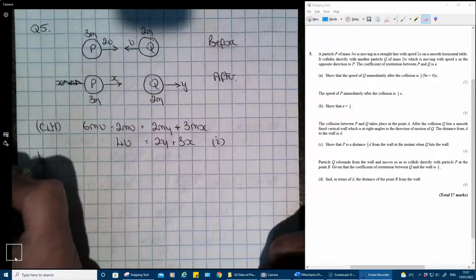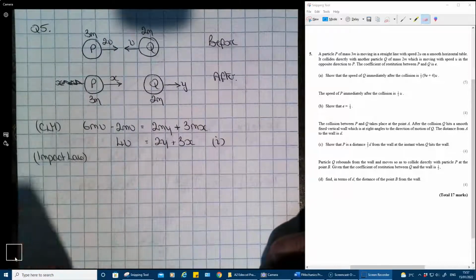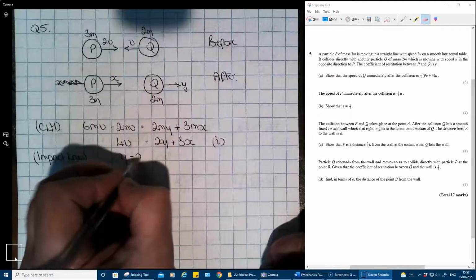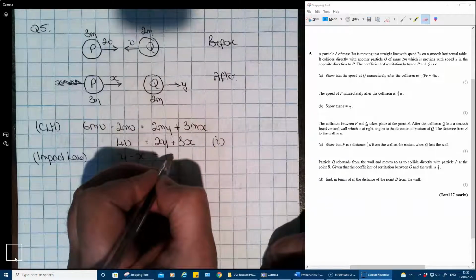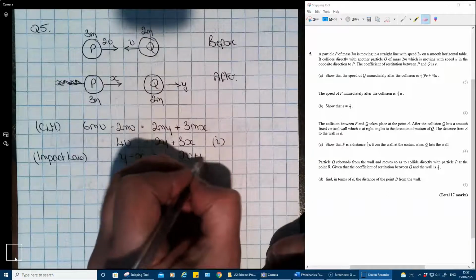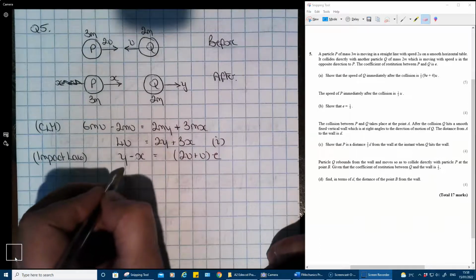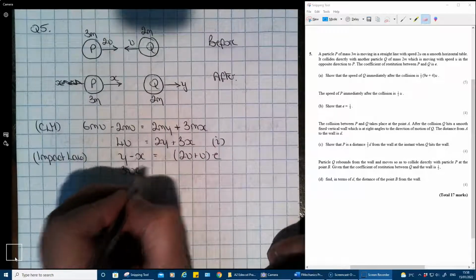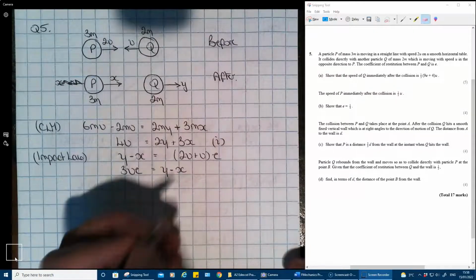The impact law. So speed of separation, which is y take away x, equals speed of approach times e. So I get 1, 2, 3 ue equals y minus x. Okay, equation number 2.